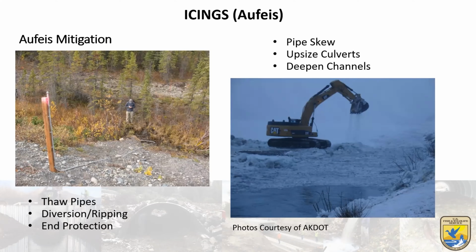You can keep your pipe skew, not skew it across the road severely. That helps. You can upsize your culverts, you can deepen your channels. You can even do things like put concrete head walls on your outlet and inlet in order to keep them from getting damaged. So lots of options for off ice mitigation, but it's mitigation. It's not necessarily the entire solution in every case.